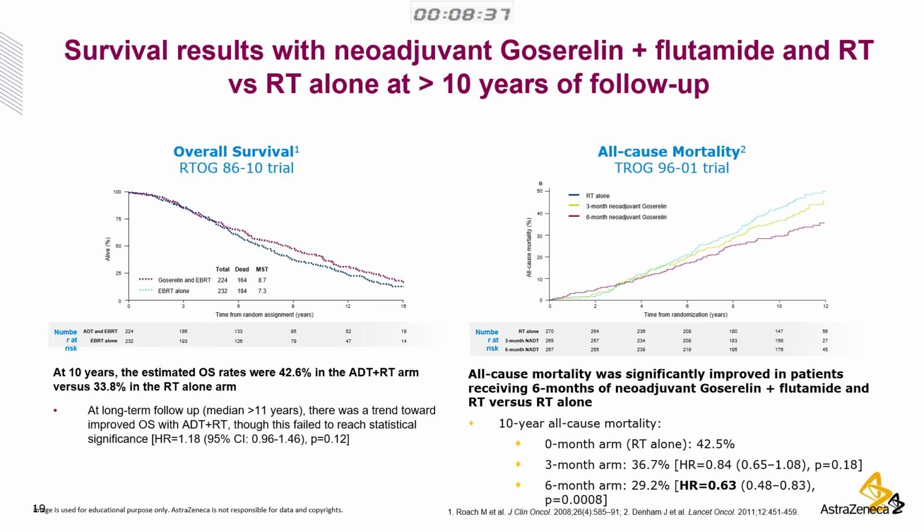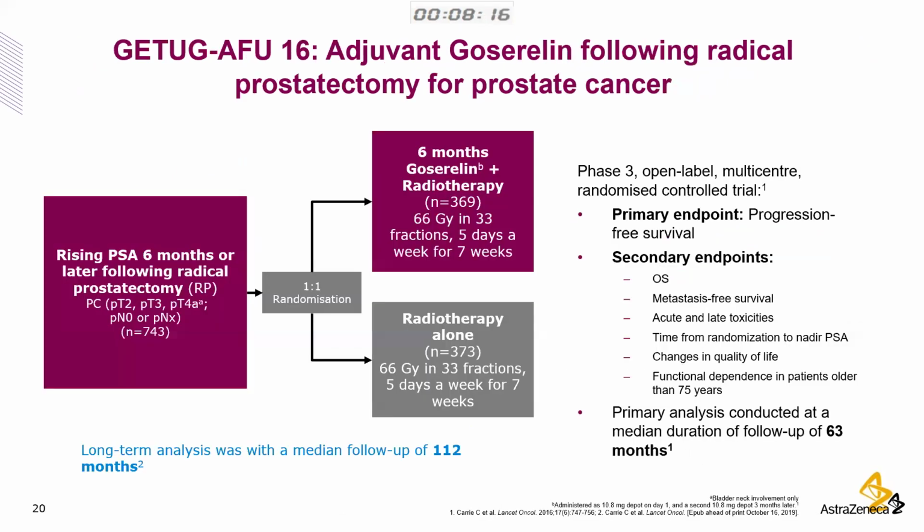Again, in the survival rates of these trials, we can see that at 10 years, the estimated OS rates were 43% in the gosling arm compared to only 33% in the arterial arm. And again, in the all-cause mortality, we can see that it is significantly improved. In the 6-month arm, the HR is 0.63 as was shown.